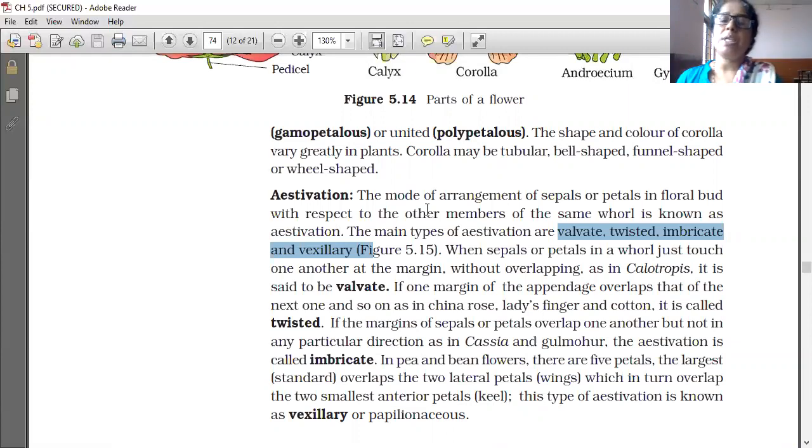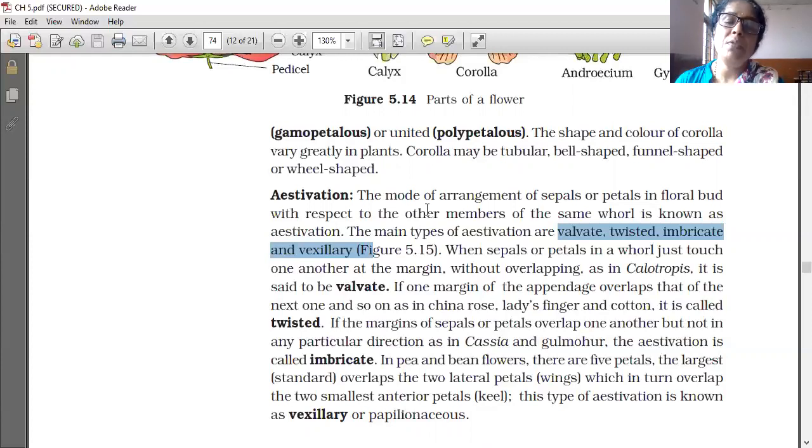When sepals or petals in a whorl just touch one another at the margin without overlapping, as in Calotropis, it is said to be valvate estivation. If one margin of the appendage overlaps that of the next one, and so on, as in China rose, lady's finger and cotton, it is called twisted. If the margins of the sepals or petals overlap one another, but not in any particular direction, as in cassia and gulmohar, the estivation is called imbricate.